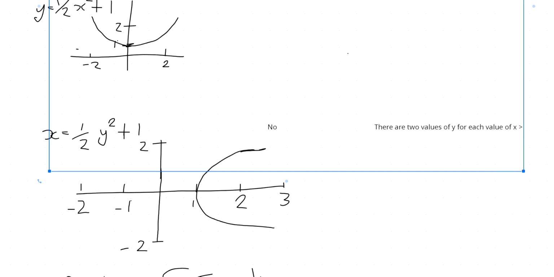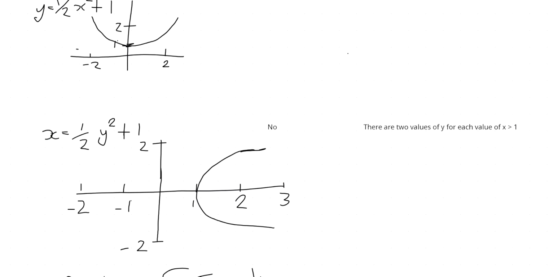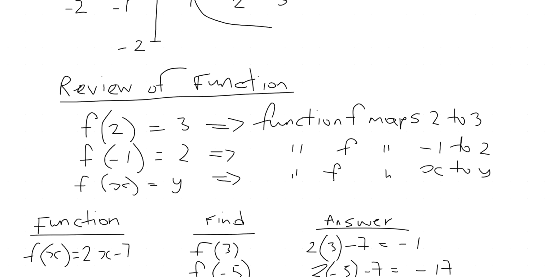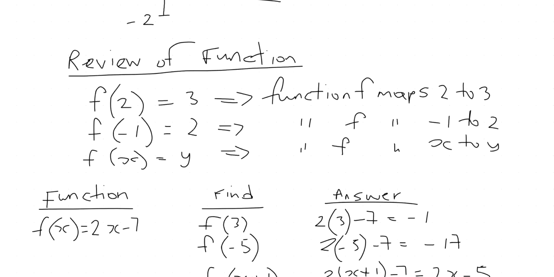Okay. So there are two values of y for each value where x is greater than 1. Okay. So let's review the function, how it operates. For all values of f of x, the f of x is usually the y value, and the x values are inside the bracket.